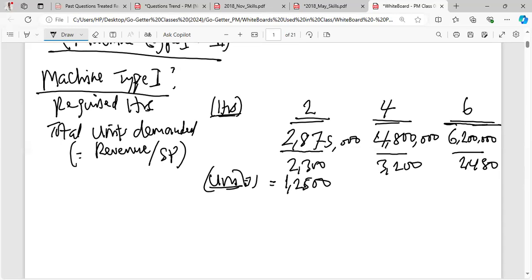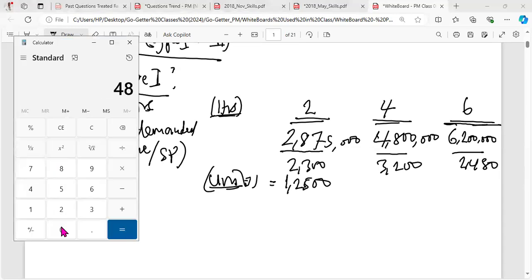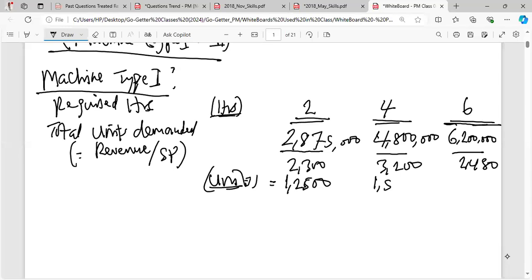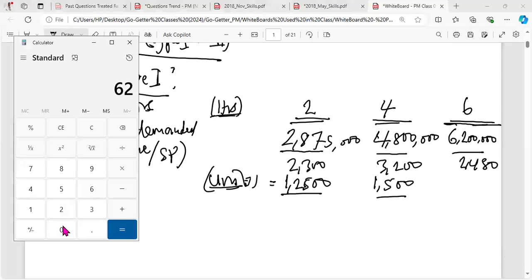We have again 4,800,000 like this, 4,800,000 divided by 3,2. That will give me 1,500 hours. 1,500 hours. And here, the last one, 6,200,000 divided by 2,480. That will give me 2,500. So we have 2,500.